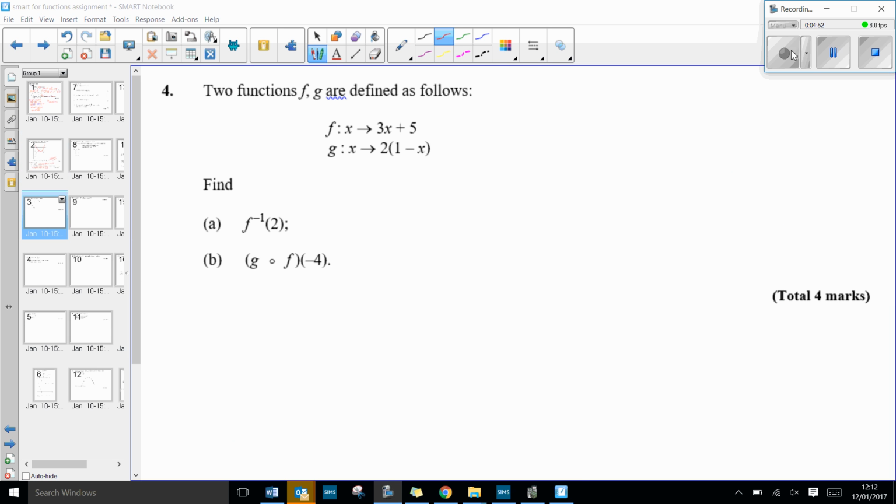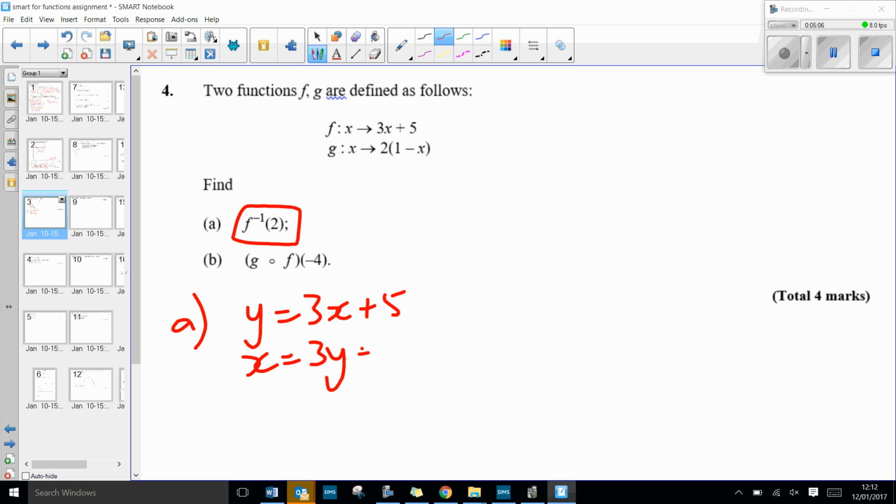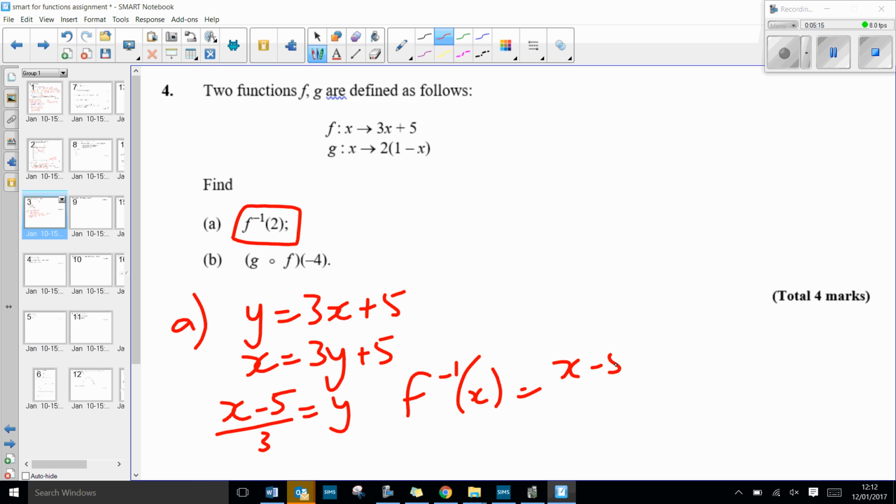Okay, next one, we're finding f inverse of 2. So first we need to find the inverse function. So y equals 3x plus 5, switch the x and y, and rearrange. So that's f minus 1 of x. We now need to put the value of 2 into there.